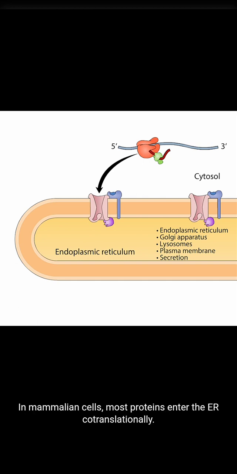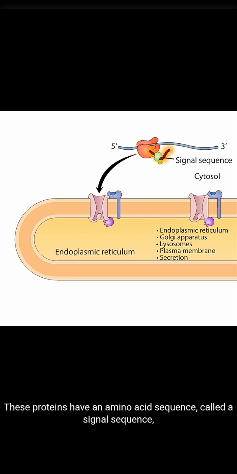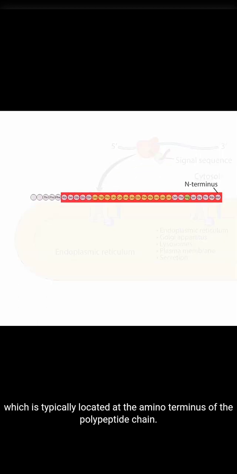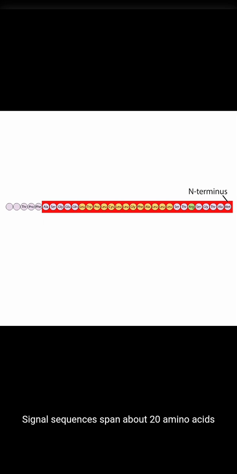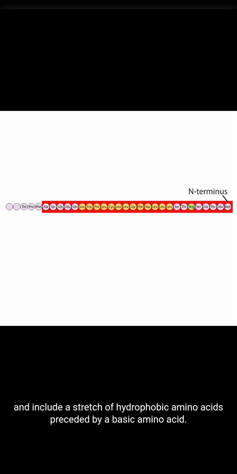In mammalian cells, most proteins enter the ER co-translationally. These proteins have an amino acid sequence called a signal sequence, which is typically located at the amino terminus of the polypeptide chain. Signal sequences span about 20 amino acids and include a stretch of hydrophobic amino acids preceded by a basic amino acid.